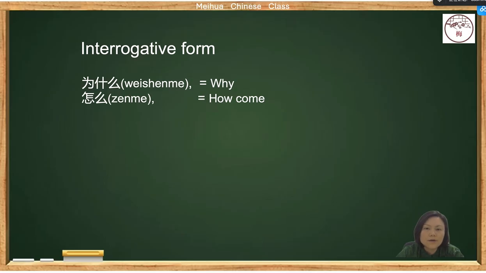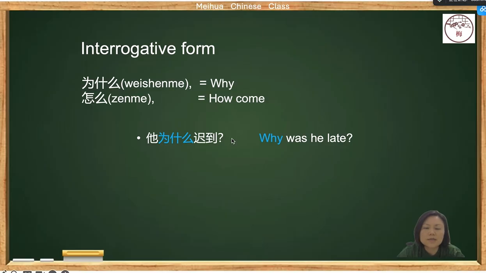And if we want to ask about the reason why someone does something, usually in English we can use why, right? Most common word. Also, we can use how come, if we want to emphasize that we really want to know the reason. For why in Chinese we say 为什么. For how come we say 怎么. Let's look at some examples.